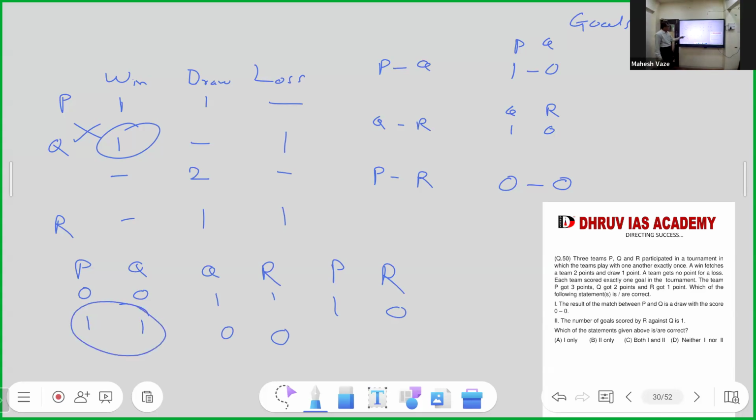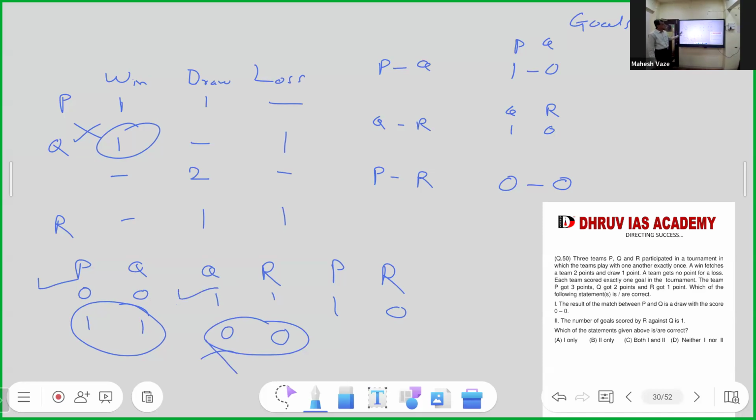Okay, that means the possibility will be P and Q have drawn the match and they have scored 0 goals here. Okay, now see, against P, Q has not scored any goal. So now he has to score his goal against R only. That means this possibility is also not there. 1-1 or 0-0. Sorry, this possibility, because he has to score 1 goal. Okay, so this is correct and this is correct.